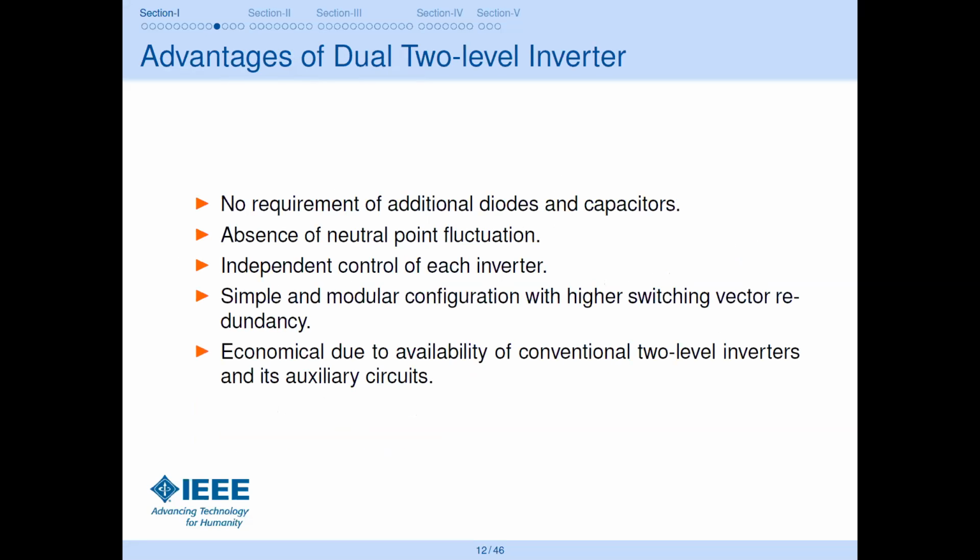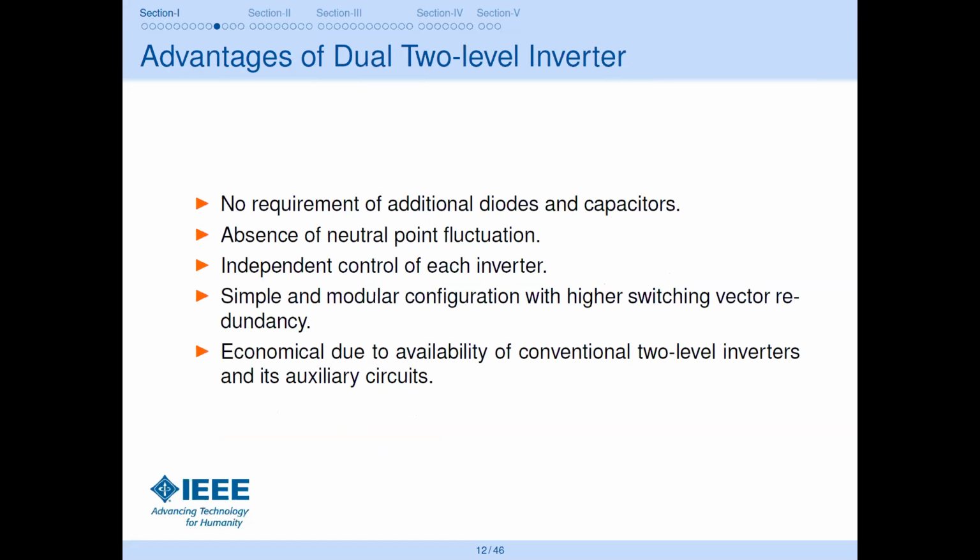Now, that's the advantage which I just shared. So there is no requirement of additional diodes and capacitors as compared to the single DC link multi-level inverters, that is, flying capacitor and neutral point. And the neutral point fluctuation, as in the NPC topology, is absent.